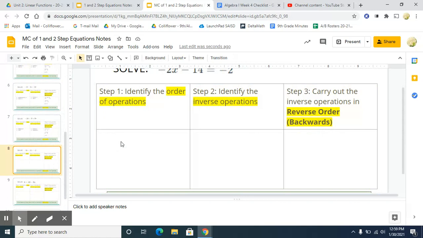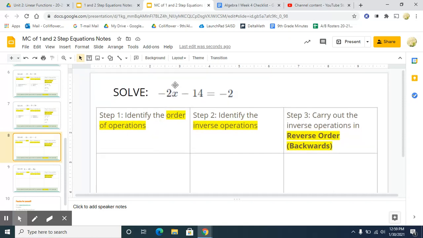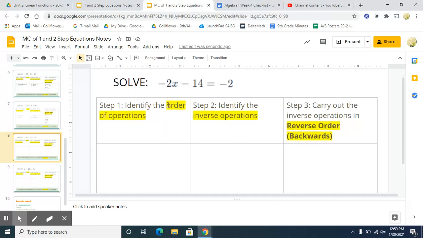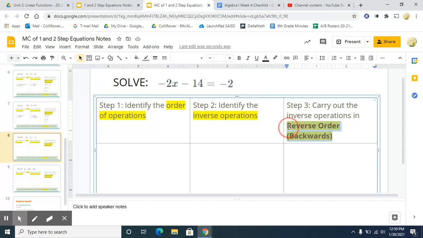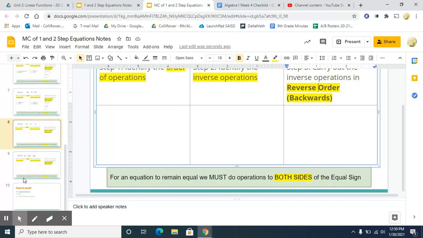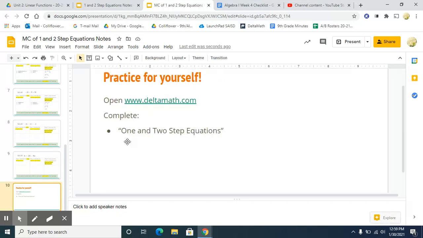I want you to try these two examples on slide 8 and slide 9 by yourself. Remember, use the order of operations, use PEMDAS to identify what's happening in the equation. Then identify what inverse operations you would use, and then do those inverse operations in reverse order. So you're going to do them backwards. Remember, for an equation to remain equal, we must do operations to both sides of the equal sign.